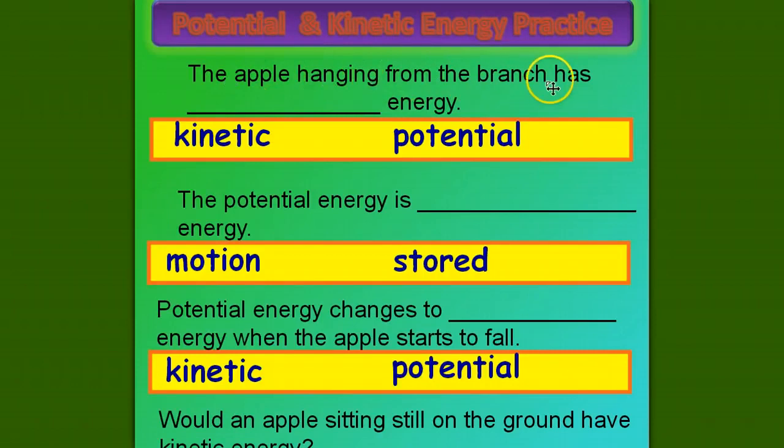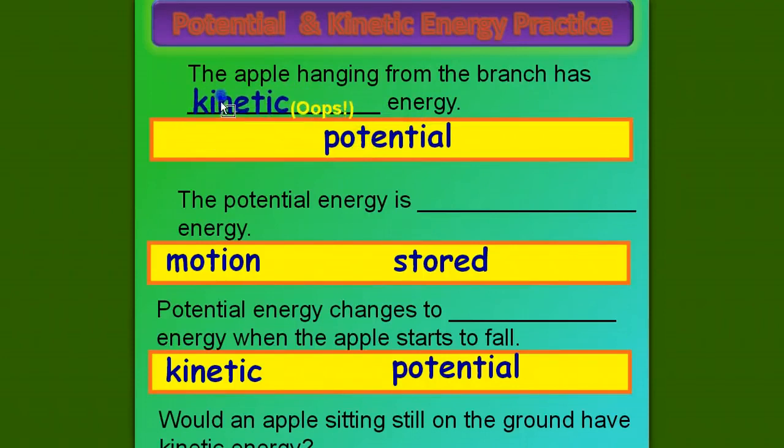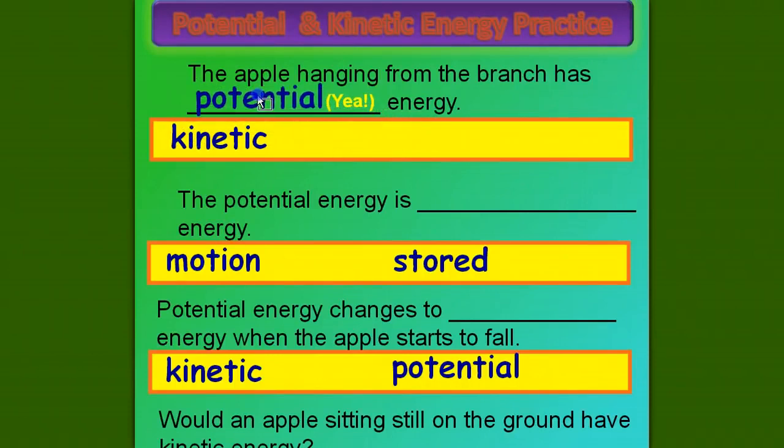The apple hanging from the branch has what kind of energy? Is it kinetic or potential? Remember, kinetic means it's in movement. Potential means it's in position. So an apple hanging from a branch has, yes, position. It has potential energy. Now let's pretend for a minute that we guessed kinetic, which of course we know is wrong. It would say oops. So we know that potential is the right answer, because an apple just hanging from a branch isn't moving at all.